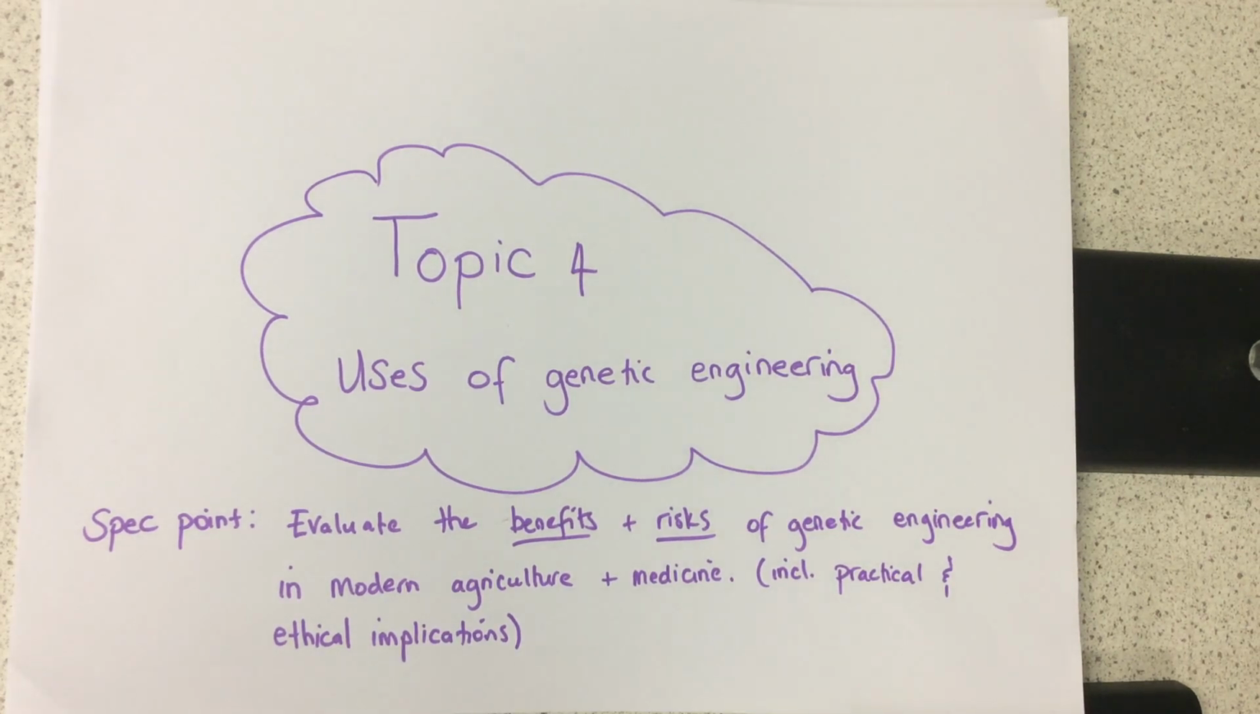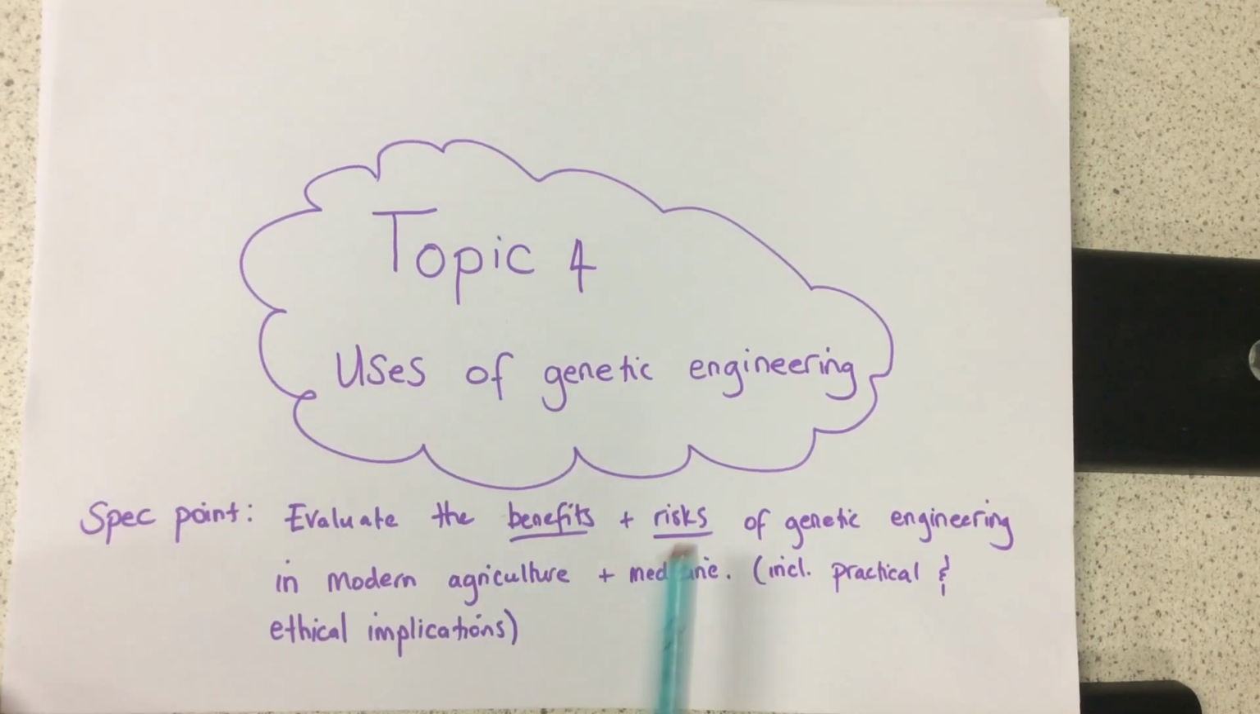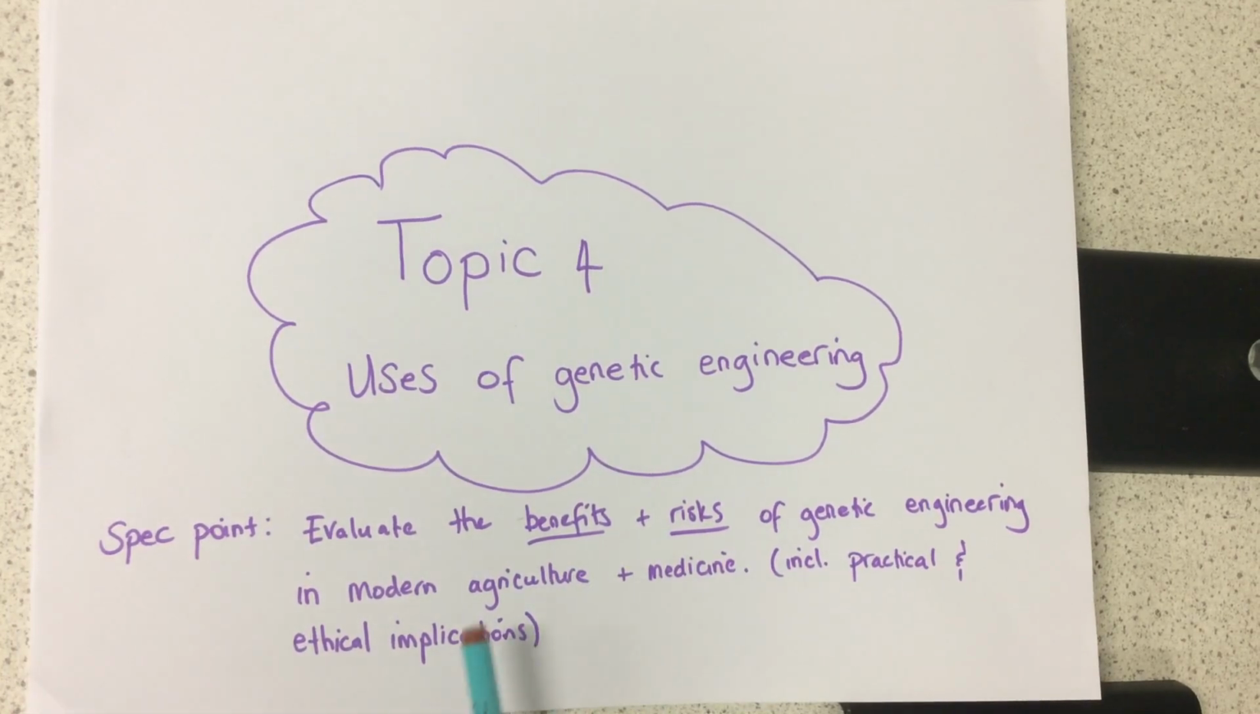Hi BBA students, today we're going to cover topic 4, which is on uses of genetic engineering. The specification point that you need to know here is to evaluate, so to be able to look at both the advantages and disadvantages, in this case the benefits and the risks of genetic engineering, and you need to be able to refer both of those things to the context of modern agriculture but also in medicine.